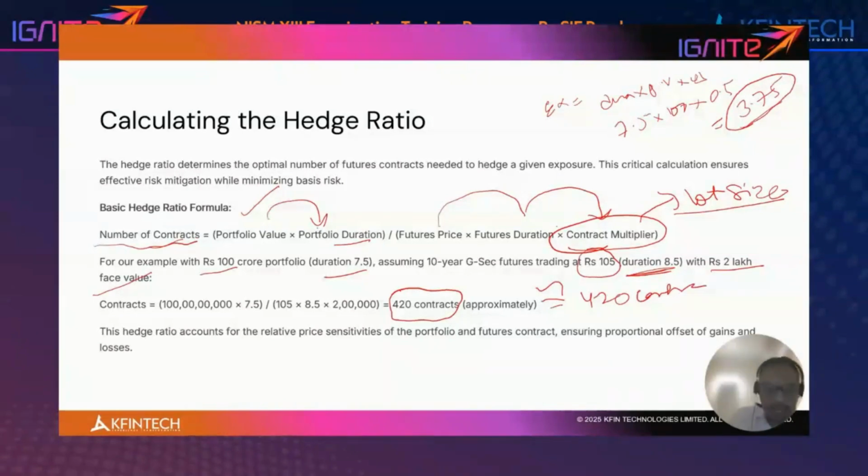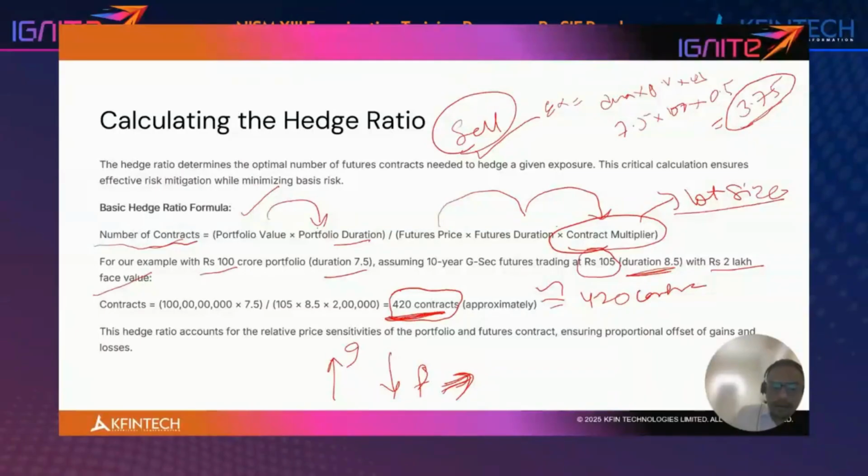Now my expectation is the interest rates will rise, and the portfolio will fall because the price will go down. If my expectation is that my portfolio is going to fall, I would want to sell these futures. And how many futures do I need to sell? 420 contracts. How did we arrive at this? Using this formula.